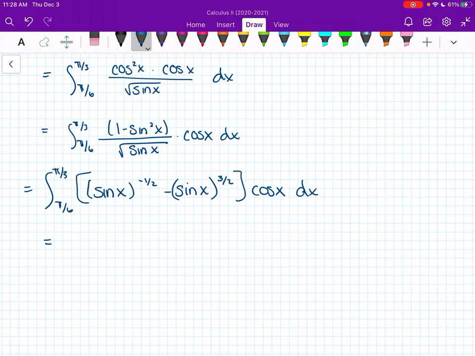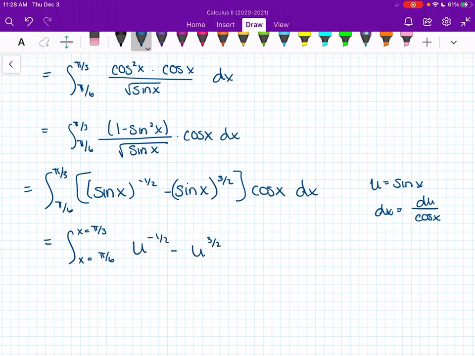So then what I'm going to do is let u equal sine of x. So then we find that dx is going to be du divided by cosine of x. So then my cosine is going to cancel once I substitute that back in. Now my integral in terms of u, I've got to make sure that since we're now writing it in terms of u, my bounds have that x on them to clarify that pi over 3 and pi over 6 are not in terms of u. So then I get u to the negative 1/2 minus u to the 3/2, my cosines will cancel, du.